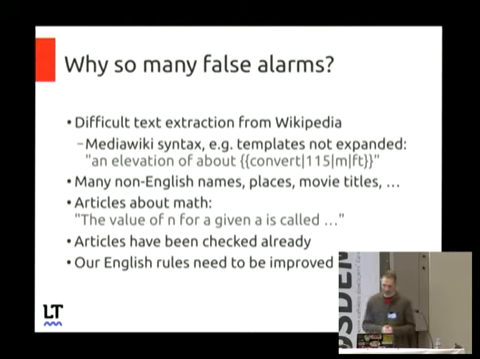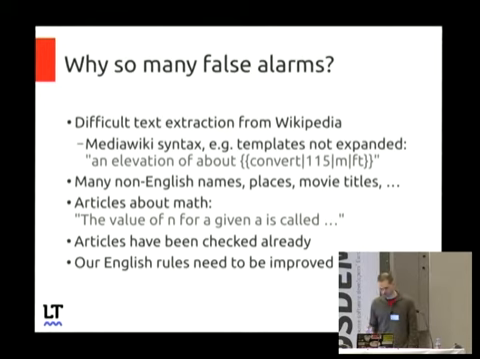You also have cases like articles about math, where you have sentences like "the value of n for a given a is called something." And here the word "a" is used in two different meanings. The first one is the determiner, as you would expect, and the other one is kind of a math symbol. And as LanguageTool is not optimized for articles about math, that will also confuse LanguageTool.